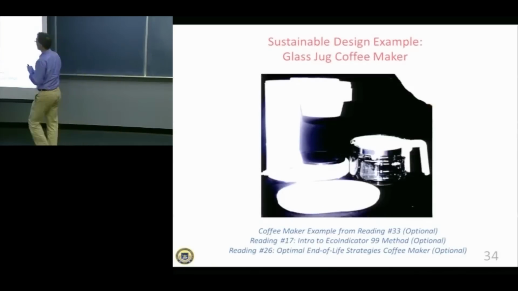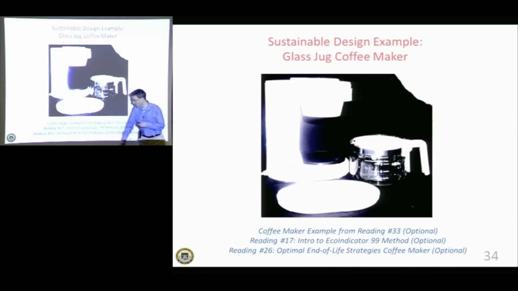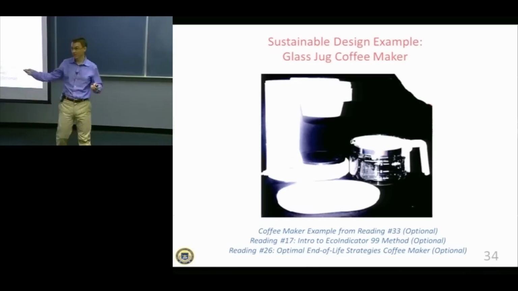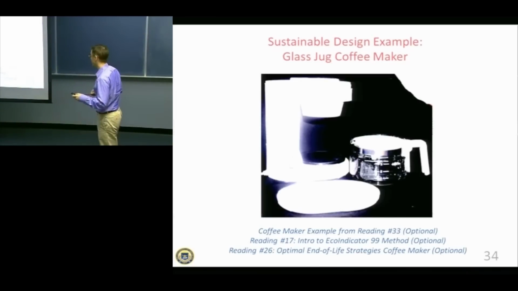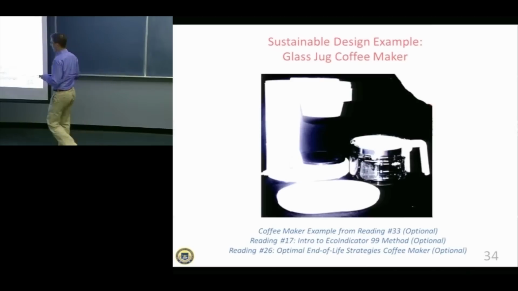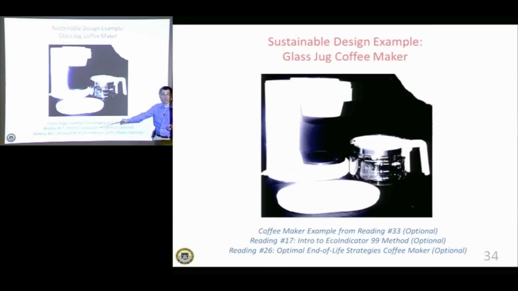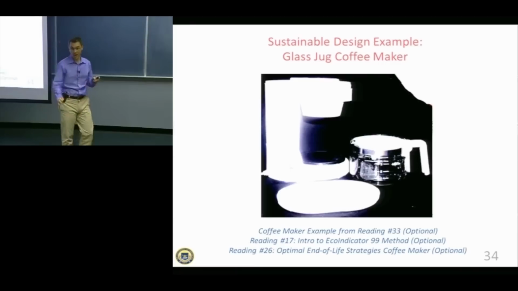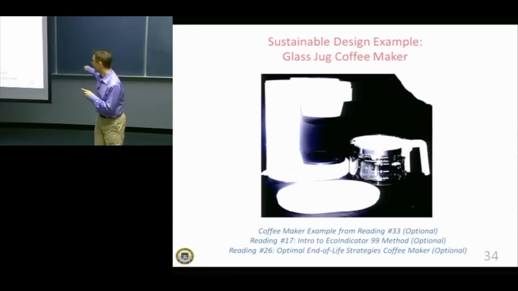Okay, so let's talk about a coffee maker. We've got an example for anybody who's interested. We've got a life cycle design example, reading number 17. This is the introduction to the Eco Indicator 99 method. There's also reading number 26. Both of these are optional. That talks about the end of life strategies for a coffee maker. And that one's going to come up in a few weeks. We'll talk about that one again.